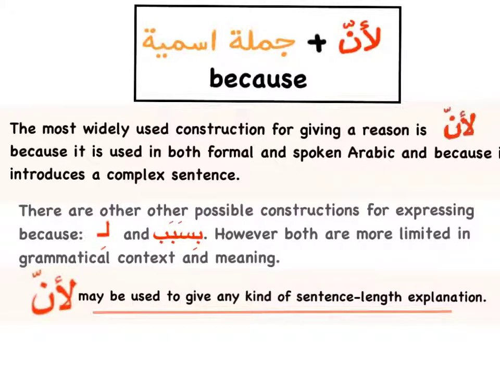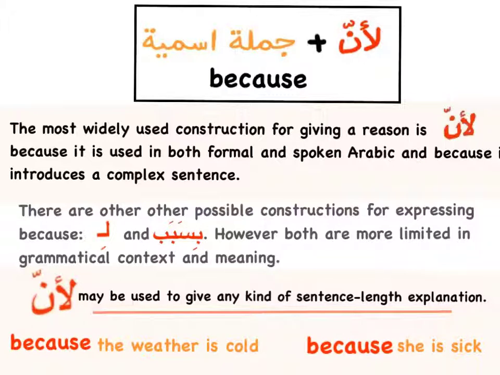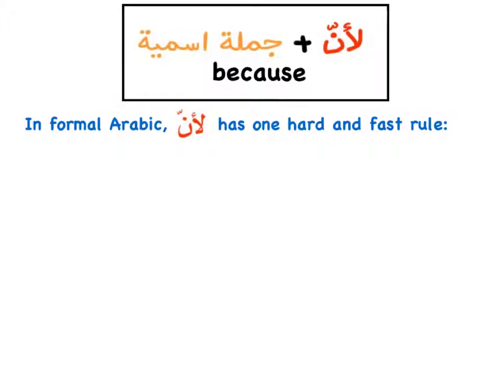لأن may be used to give any kind of sentence length explanation. For example, because the weather is cold or because she is sick. Both are because clauses, both لأن. So لأن الطقس بارد or لأنها مريضة. Long or short, you can use لأن. In formal Arabic, لأن has one hard and fast rule. Oh, I can't wait. It must be followed by جملة اسمية. Well, we knew that already, didn't we?